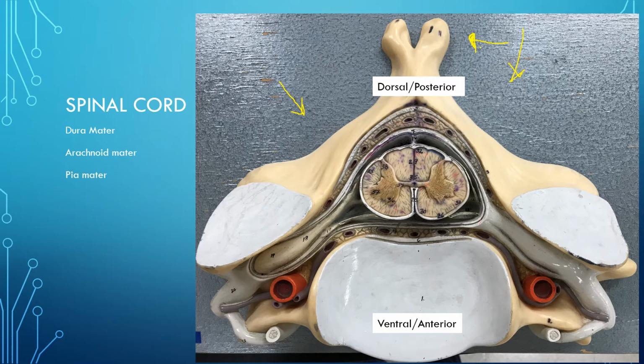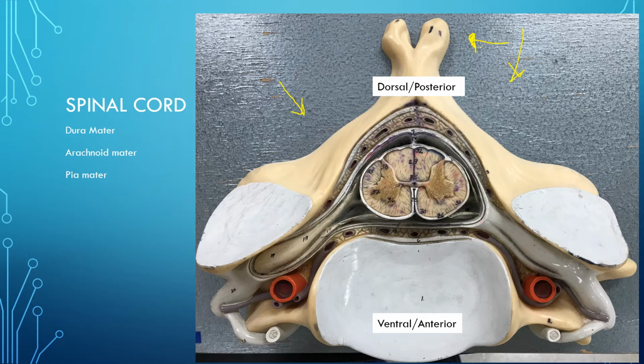So the spinal cord passes through the vertebral foramina of your spinal vertebrae, and it's the bony structure of the vertebrae that protect the spinal cord from injury and impact. In addition to the bone, the spinal cord is protected by three connective tissue membranes called meninges.